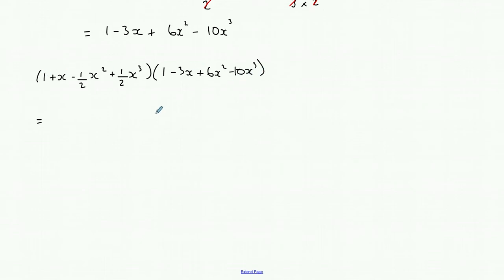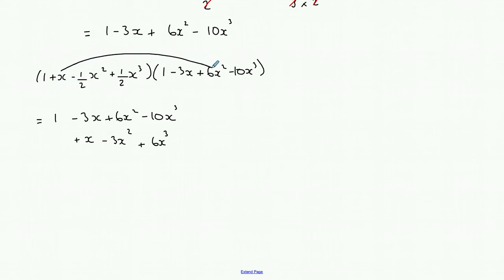So 1 times all of this is just going to be the right hand bracket. When I times the x by all of this, I'm going to get plus x for the x times 1. I'm going to get x times minus 3x, which is minus 3x squared. I'm going to get plus 6x cubed when I times the x by the 6x squared, and then I don't need to multiply the x by the 10x cubed because that's going to give me an x to the power of 4 term, which I don't need.